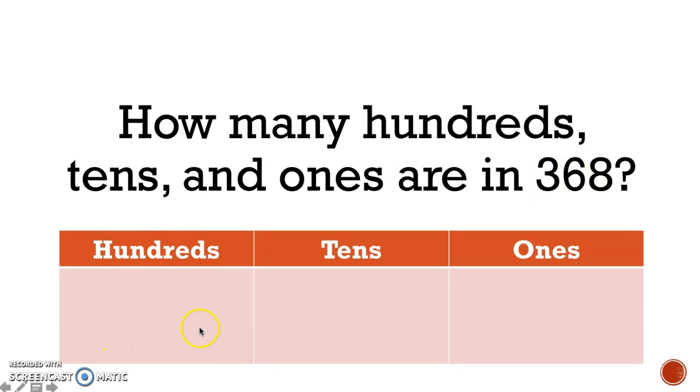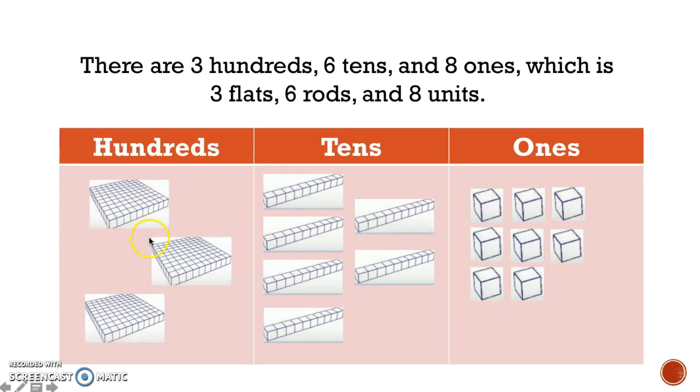So right here we have the hundreds place, and there will be 3 flats, which is 3 hundreds, and then we're going to have 6 rods, which is 6 tens, which is also equal to 60. And in our ones place, we are going to have 8 because that is 8 units. And this is just showing exactly what it looks like. So again, we have 3 flats, we have 1, 2, 3, 4, 5, 6 rods, and we have 8 units, and that number is 368.